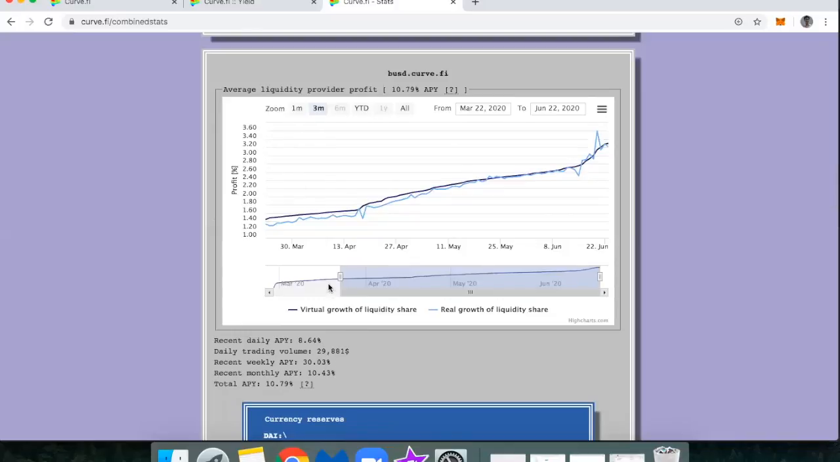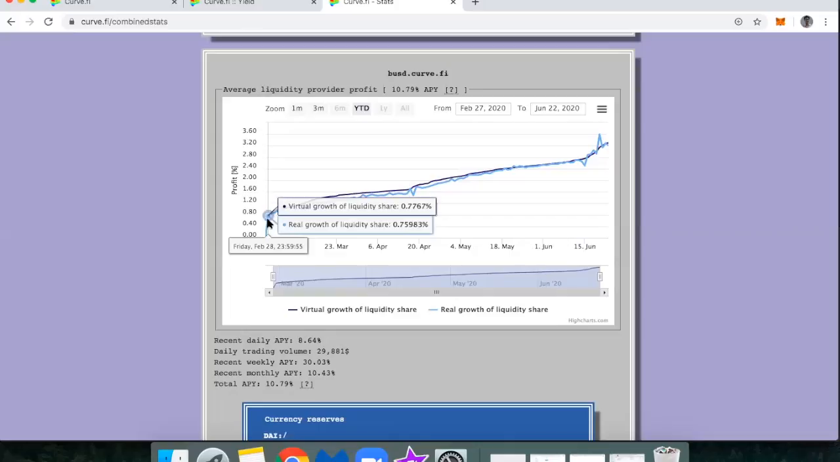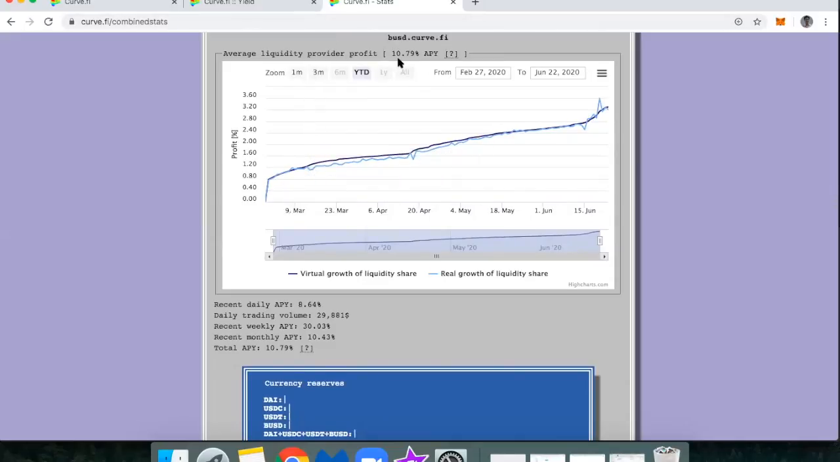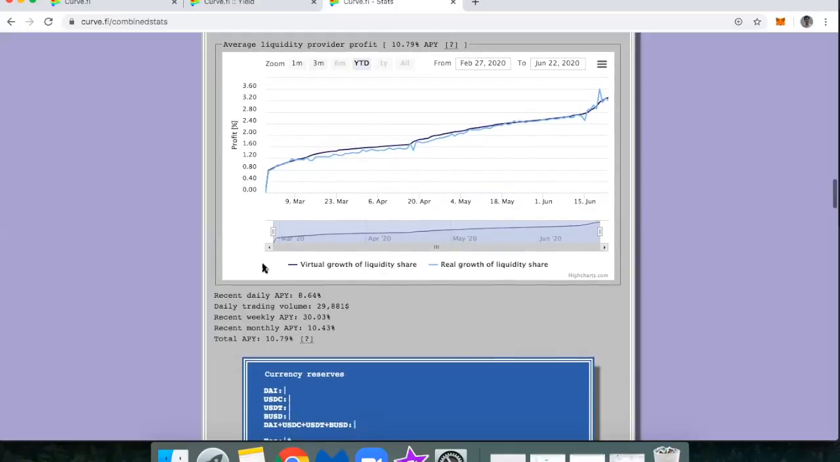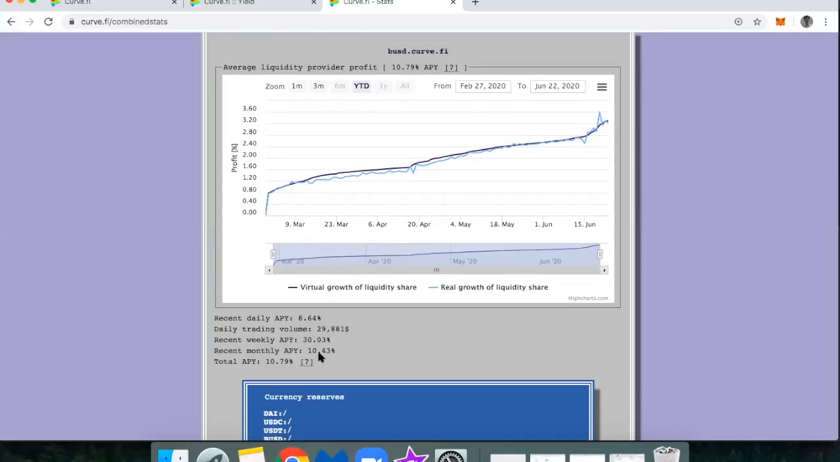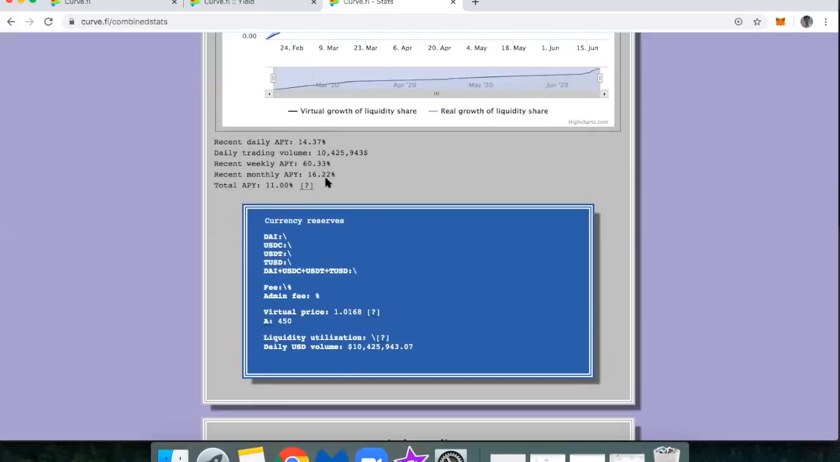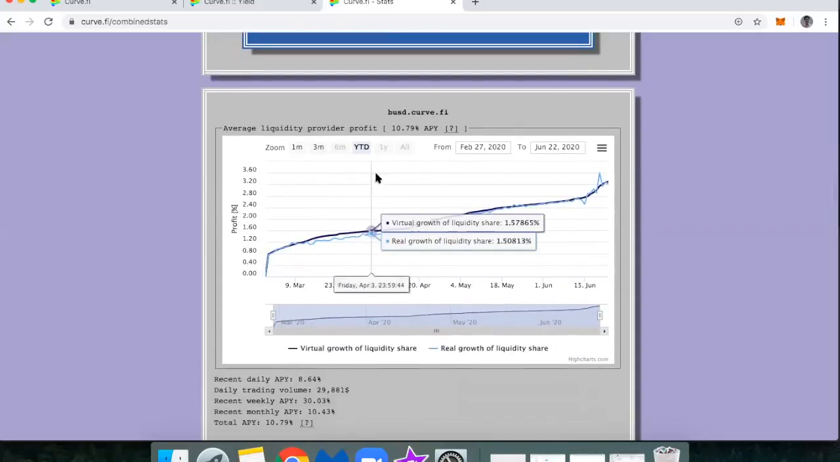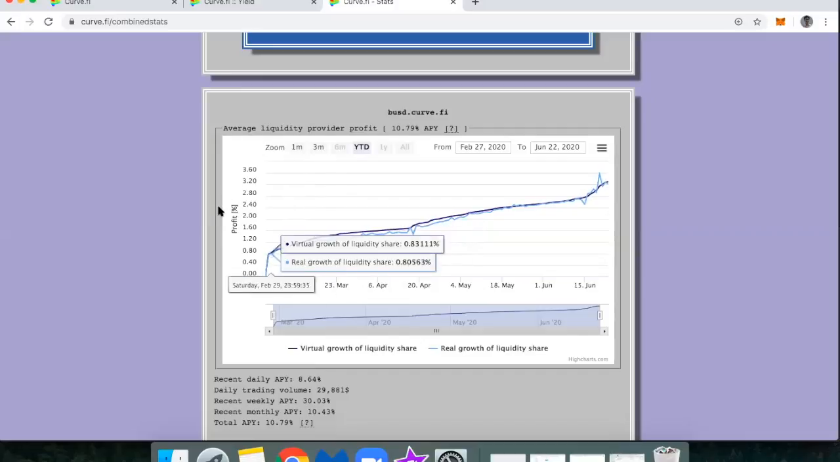Then there's the BUSD curve pool. This is a newer pool that started, actually, no, not that much newer. It's February 28th. But let's see, the annualized percentage yield since then is 10.79%. That's pretty close to the Y pool. So that's really competitive. Last week it was around 30%. So that's half of the Y pool. So no doubt last week the Y pool was getting more trading volume and performing better in general for earning market making returns. So I guess considering all of that, I guess recent monthly APY is 10.43%. Up above, it's 16.22%. So I'm going to definitely continue to rank the Y pool as my top choice.